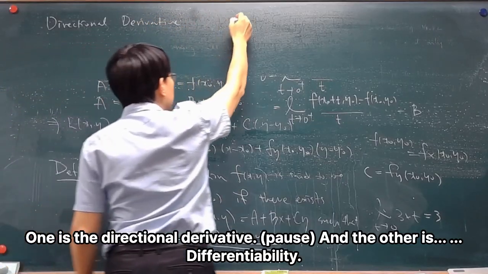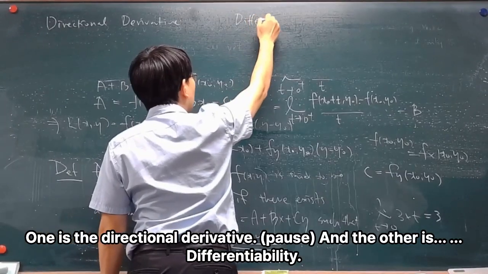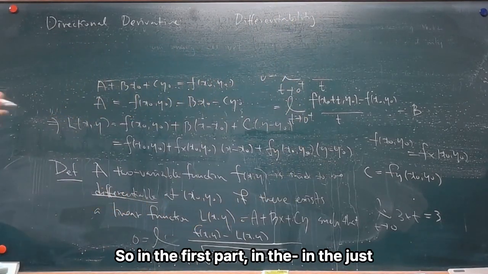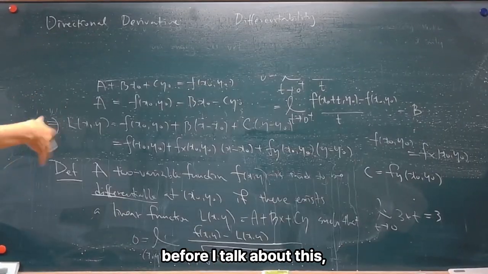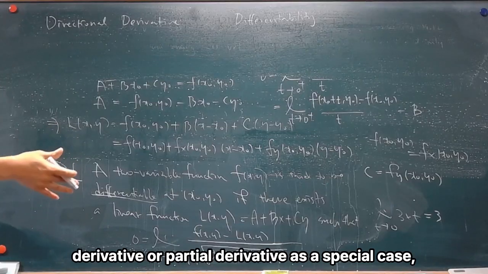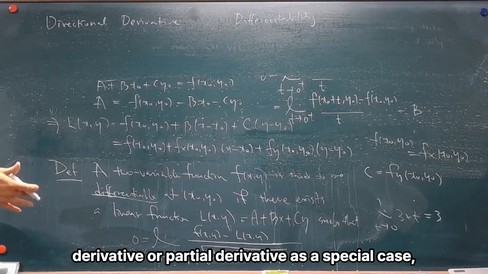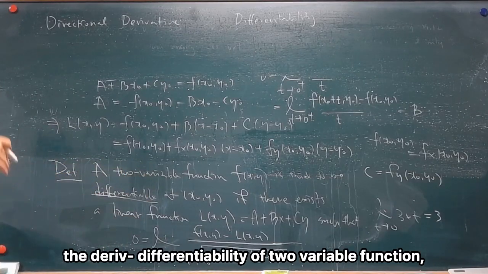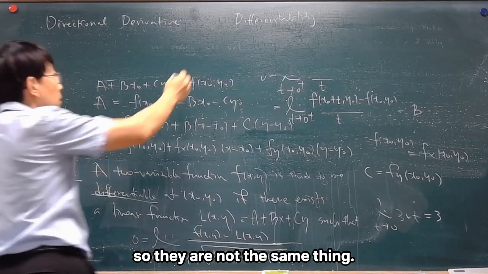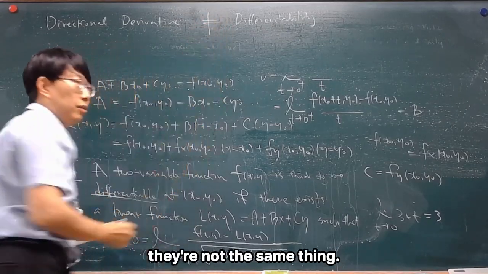And the other is differentiability. So in the first part, just before I talk about this, we talked about the directional derivative, or partial derivative as a special case. And now we're talking about the differentiability of a two-variable function. So they are not the same thing. They are different concepts.